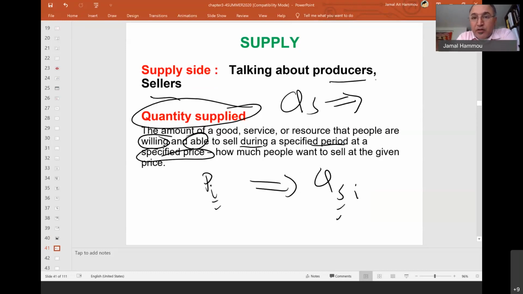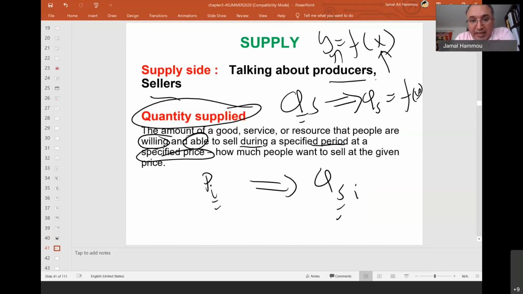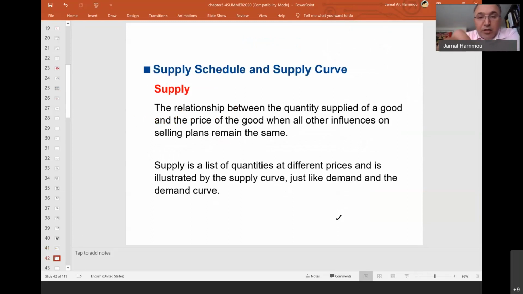QS defines, at a specific price, how much companies are willing to supply. So remember, if you did some algebra, we have Y as a function of X. Every time I give a specific value for X, I come up with a specific value for Y. It's the same thing for quantity supplied. Quantity supplied is a function of the price. If the price is $1, how much are companies willing and able to produce at this specific price? If the price is 2, I'm talking about a different quantity. So the definition of quantity supplied, remember, is how much companies are willing and able to produce for a specific period of time at a specific price.